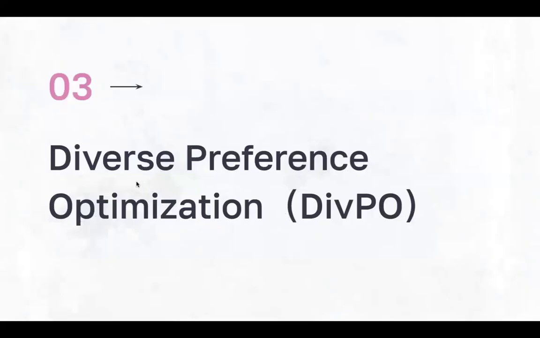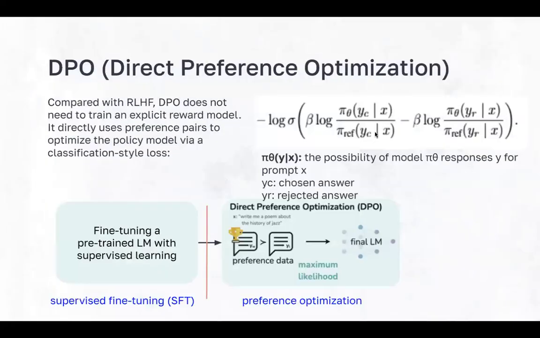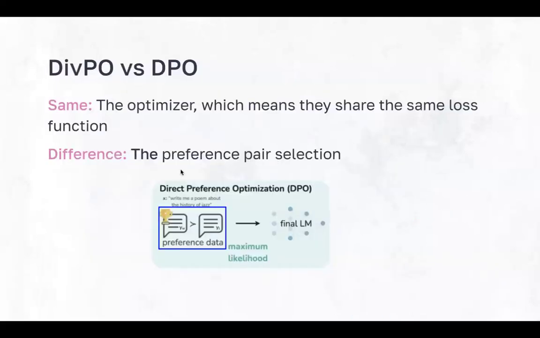There is a new method, diverse preference optimization, short as DivPO. DivPO is pretty similar to DPO, to be honest. They share the same optimizer, which means they share the same loss function, I mean this one. The difference is the preference pairs selection in this part.